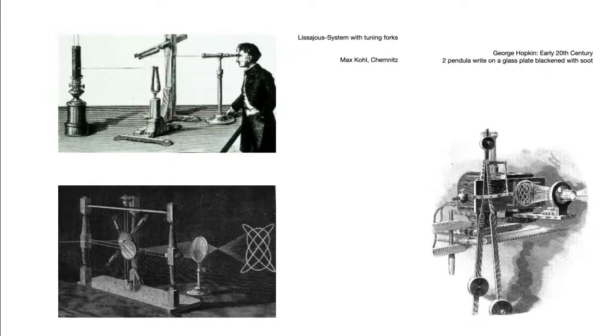Below that, you see a projection system. You have two mirrors swinging in these wires there, and the light going through them is projected on a wall, and it's already quite neat because you don't have to look through a telescope. And on the right side, this is even a little bit more developed. You have soot on a glass plate, and two pendula draw a line in that soot, so the glass gets clear in this line, and you can easily project that.